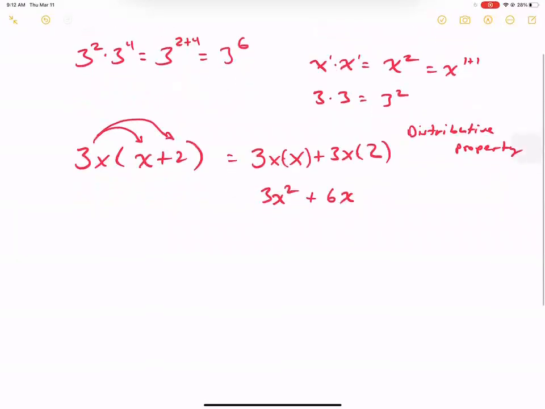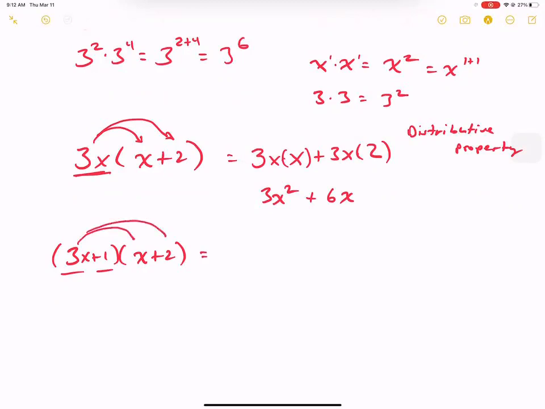And then in the last class, we also did binomials. We said, what if it was 3x plus 1 times x plus 2? So we went from one term to two terms, right? One term to two terms. This one takes its own special case where everyone has to multiply by everybody. So we say 3x times x and 3x times 2 first. And then we say 1 times x and then 1 times 2.